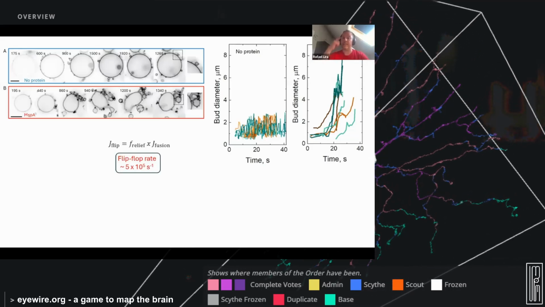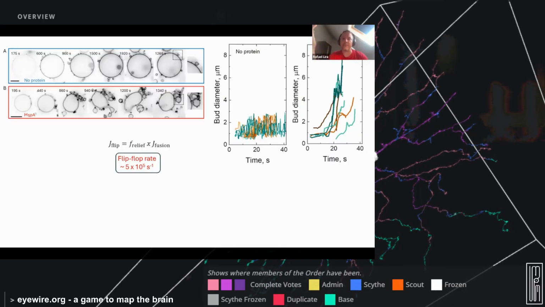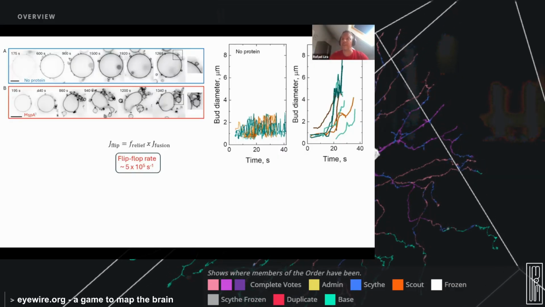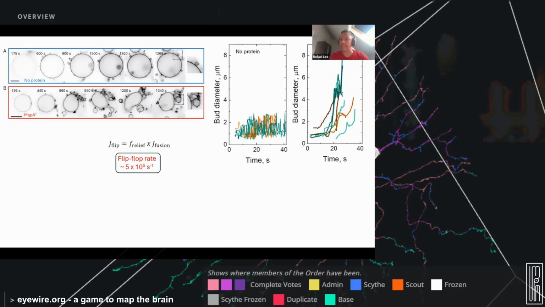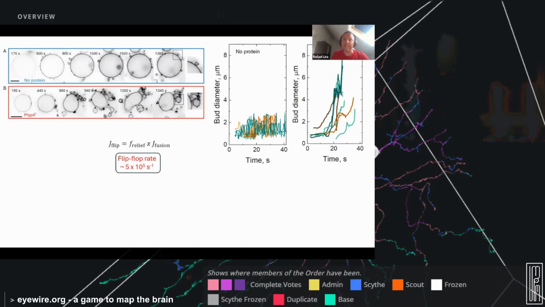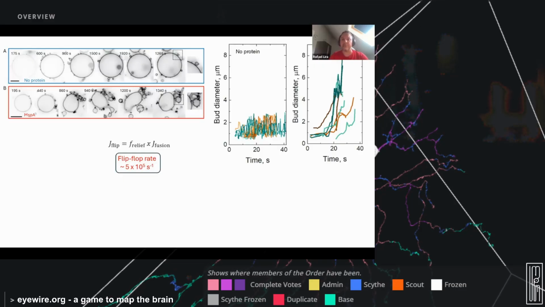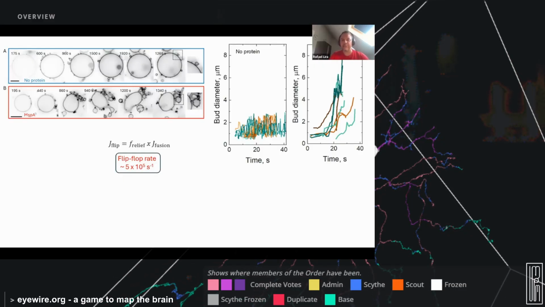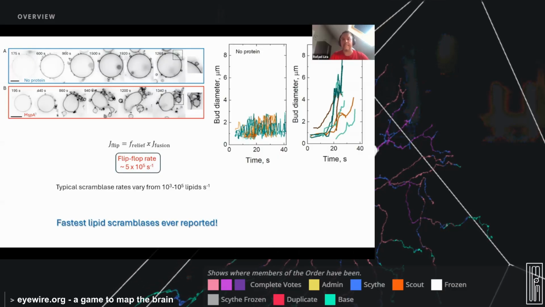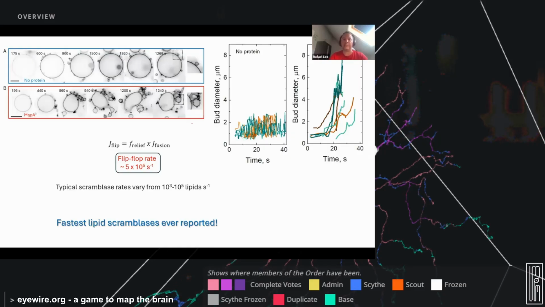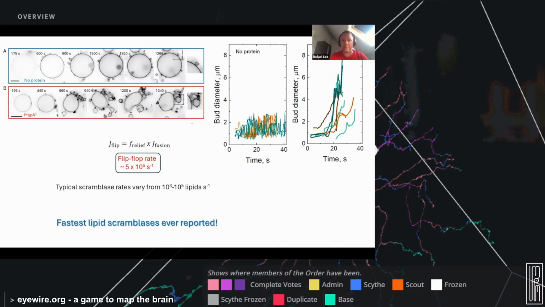We can calculate the flip-flop rate if we know the growth rate, which we do from the experiment, and also if we know the fraction of alleviation of asymmetry, which we also access from the bud diameter change. And for this protein specifically, we have a lipid flip-flop rate of approximately 10 to the power 5 lipids per second. To give you a reference, typical scramblases measured in cells or in reconstituted systems have a lipid flip-flop rate between 10 to the power 3 and 10 to the power 5 lipids per second. So we are working with one of the fastest scramblases ever reported, which is paramount for what we want to do with synthetic cells.